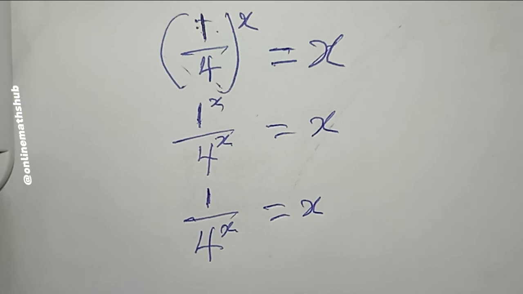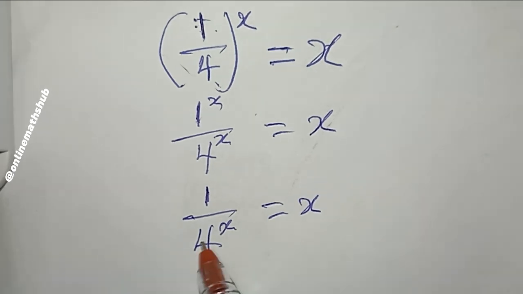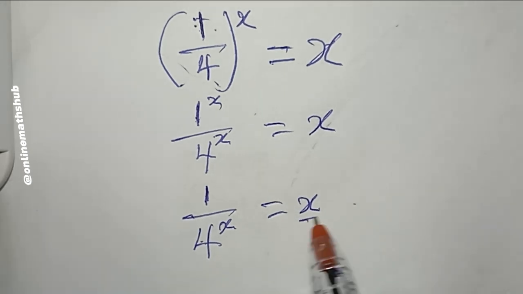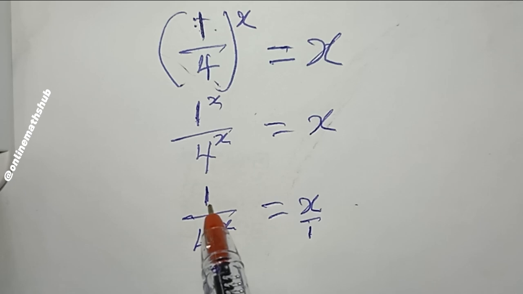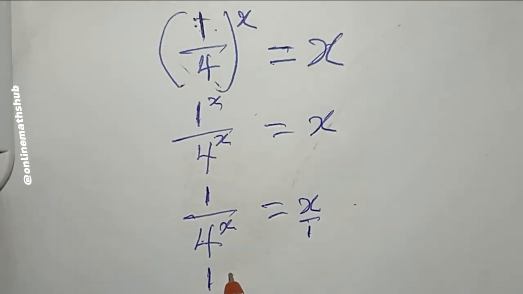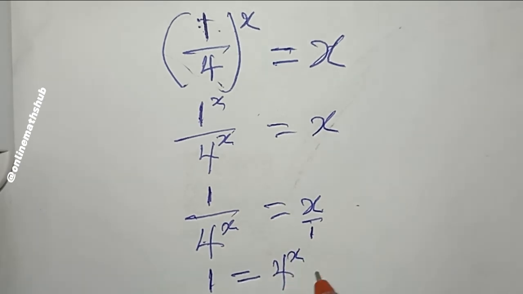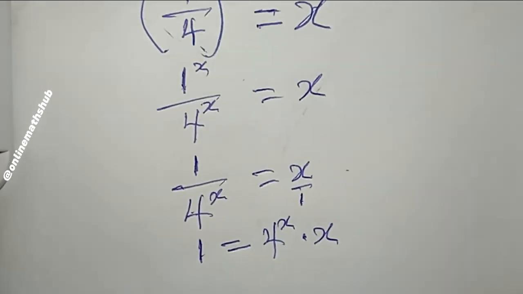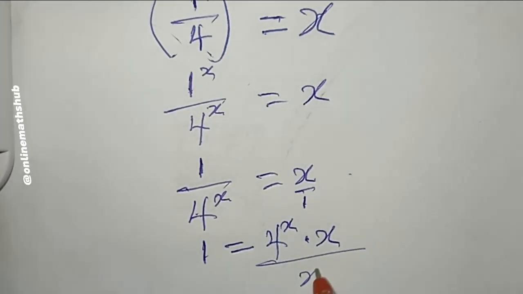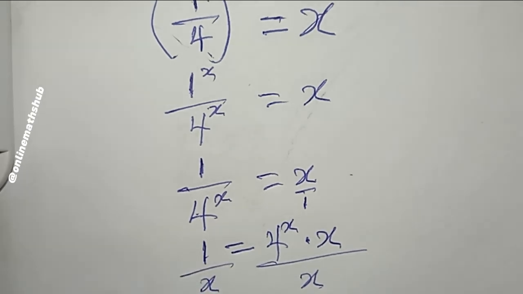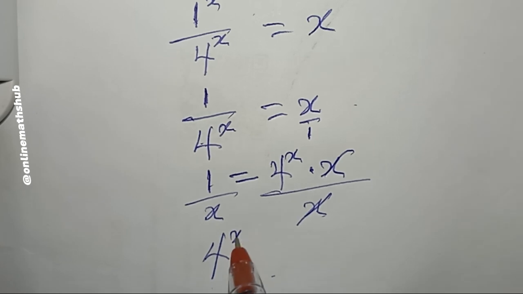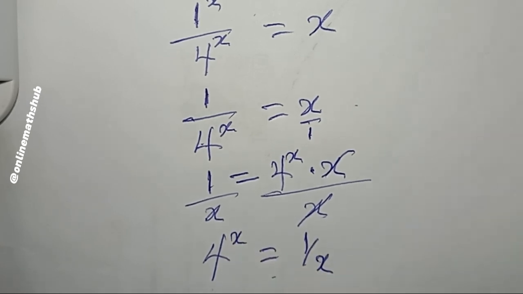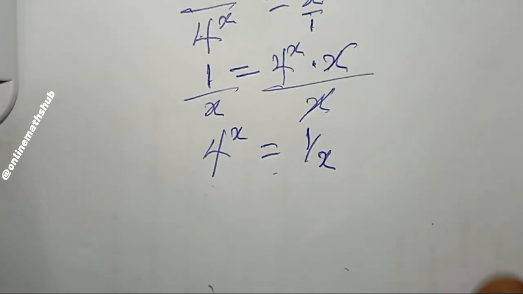Now let me do cross multiplication. I'm going to use this 4^x to multiply this side, and since this x is over 1, I'll also use it to multiply this side. If I do that, I have 1 is equal to 4^x multiplied by x. Next I'll divide through by x, so this cancels, and I have 4^x is equal to 1 over x. This is cool.